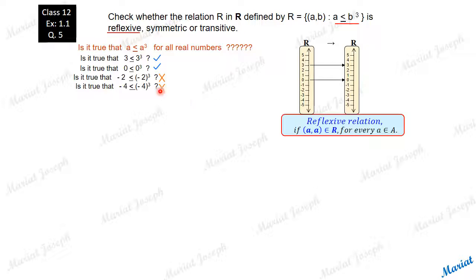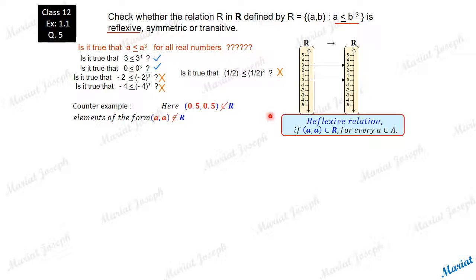There may be many more pairs of the form (a, a) which cannot be included in the relation. But we need to just highlight one example which goes against the definition. Any of these can be written as a counter example. Half is less than or equal to half cube is also not true. Half cube is 1 by 8. Half is not less than 1 by 8. Therefore, (0.5, 0.5) cannot be included in the relation. So one element of this type fails to remain in the relation, which means this relation cannot be called a reflexive relation. It's not a reflexive relation.